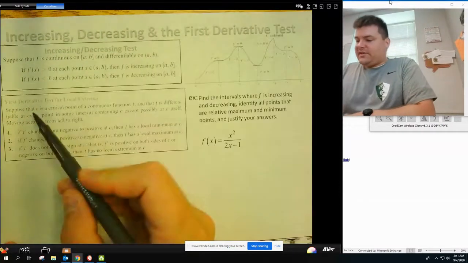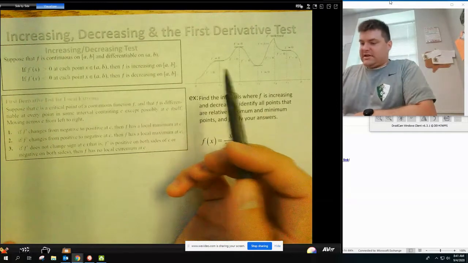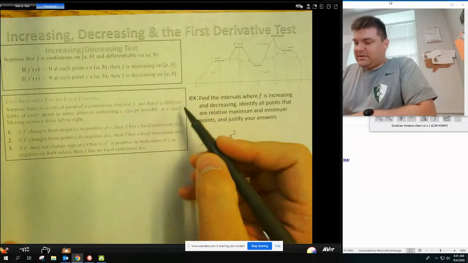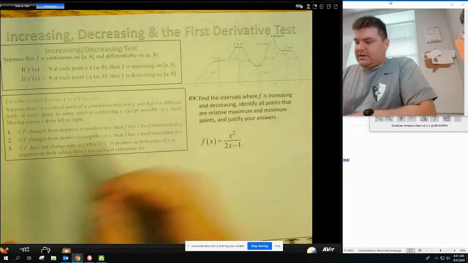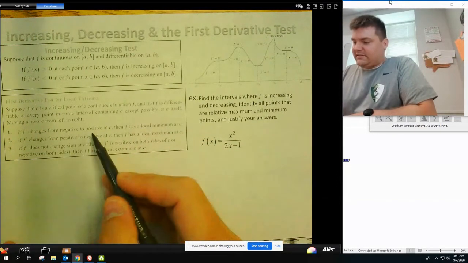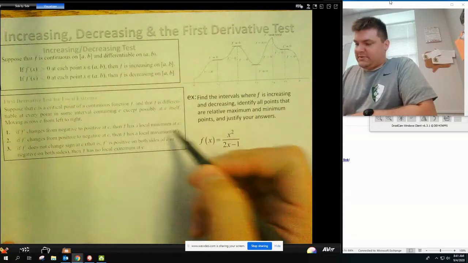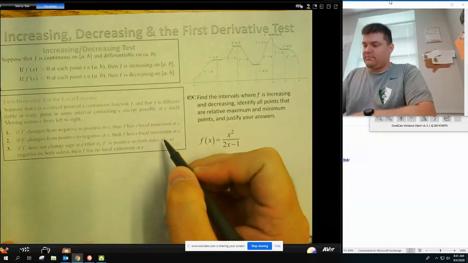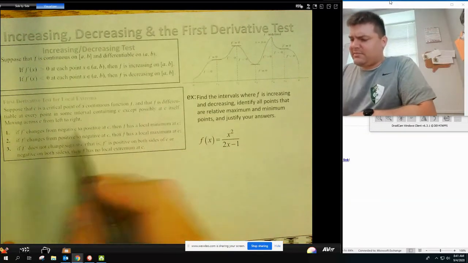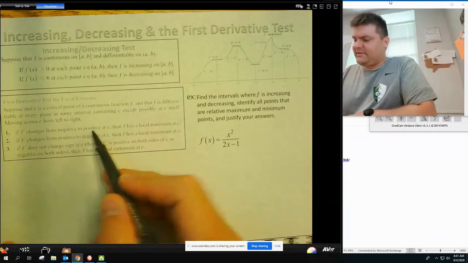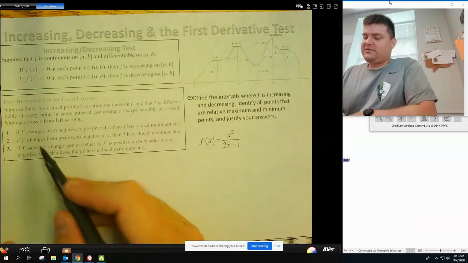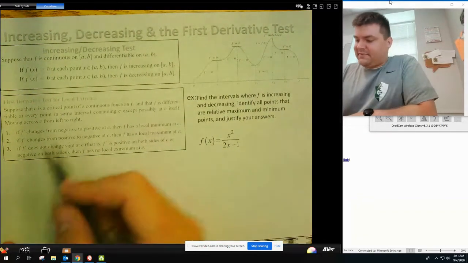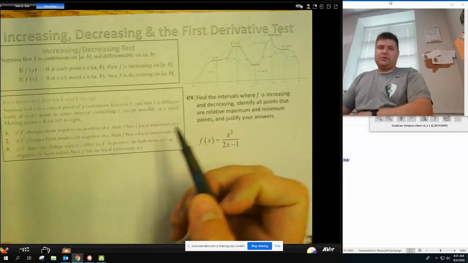So the first derivative test for local extrema is saying that if f is continuous and differentiable, then if f prime changes from negative to positive, it has a local minimum. And if f prime changes from positive to negative, that's a local maximum. If f prime does not change at all, then there is no local extrema.